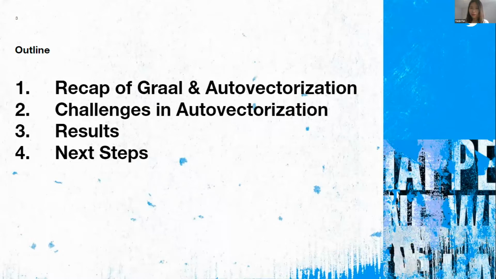So the outline of my presentation today is to first have a recap of Graal and autovectorization. Secondly, I'll discuss what the challenges in autovectorization are and how we deal with them. Next, I'm going to show the autovectorization performance on several benchmarks. And finally, we'll discuss the next step of autovectorization in Graal.